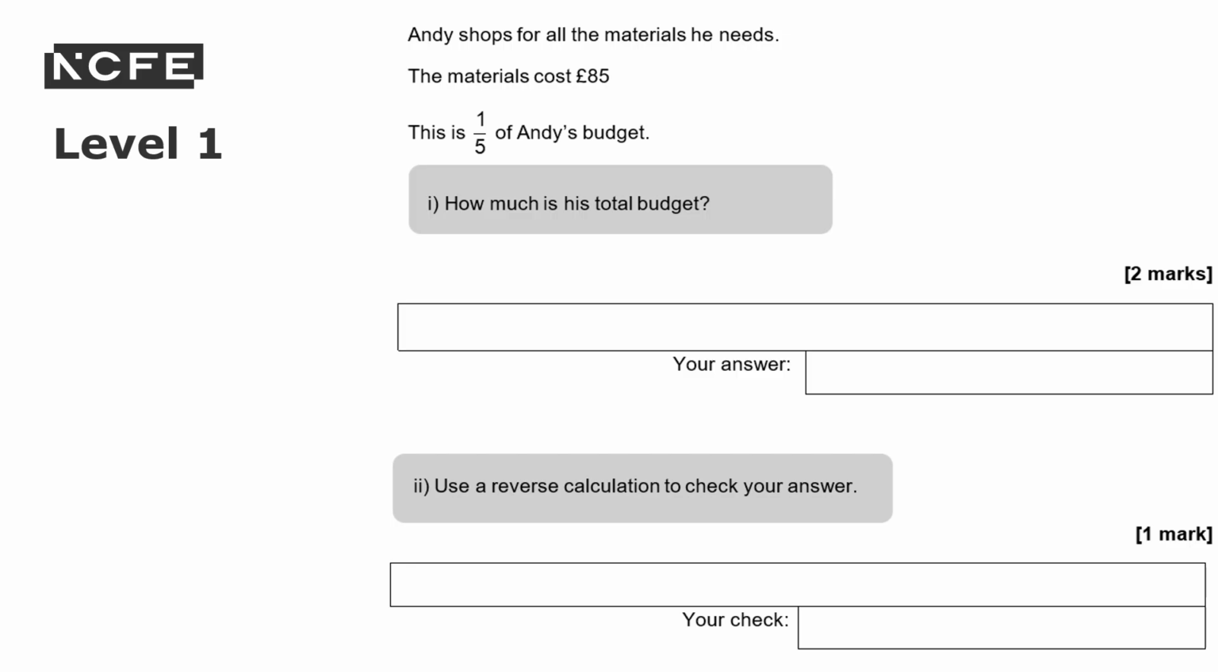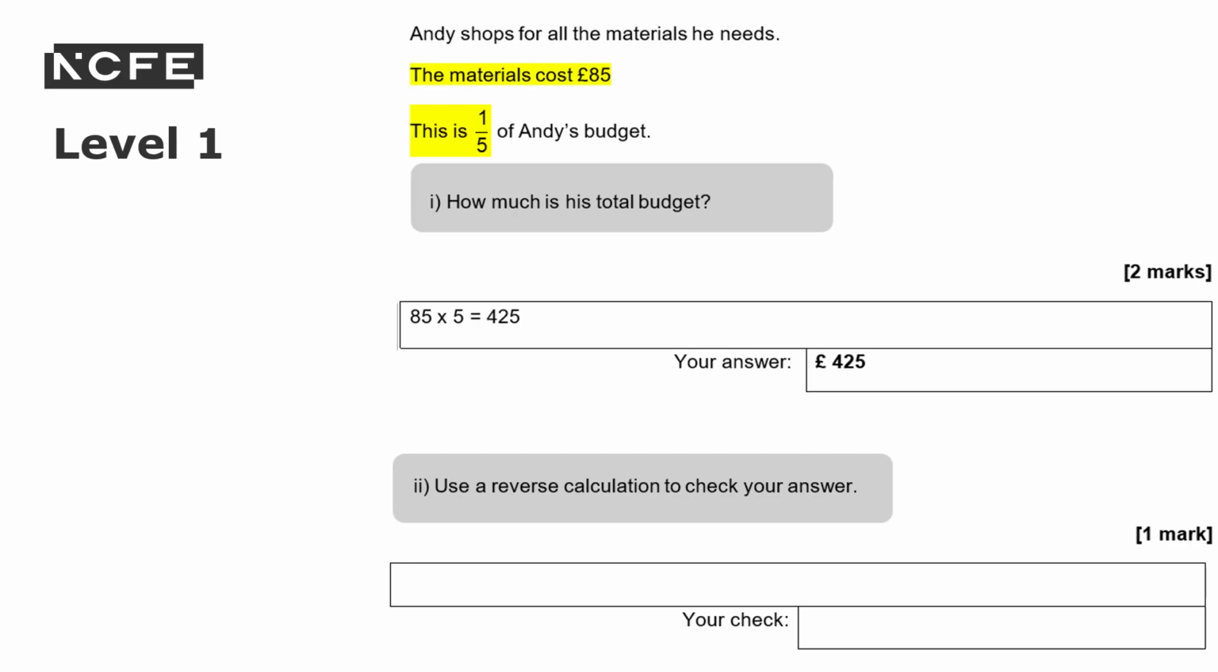So we've read this question already with Andy shopping for the materials he needs. The materials cost £85. This is a fifth of Andy's budget. How much is his total budget? So we can find the answer by doing a multiplication. So since it's a fifth of Andy's budget, 85 is a fifth, his total budget must be 85 times 5, which is £425.